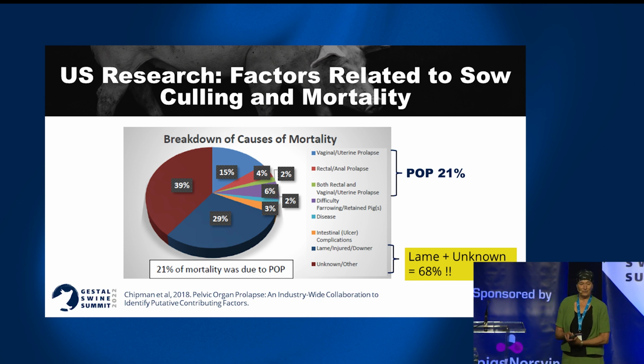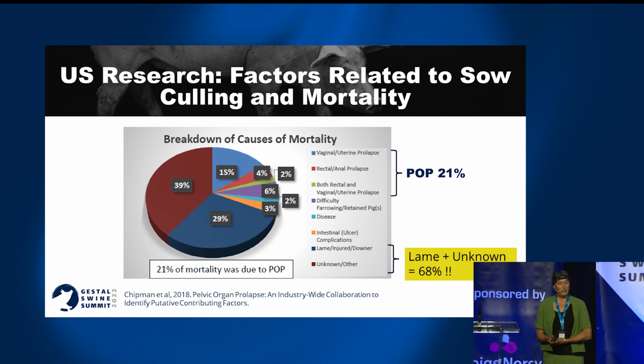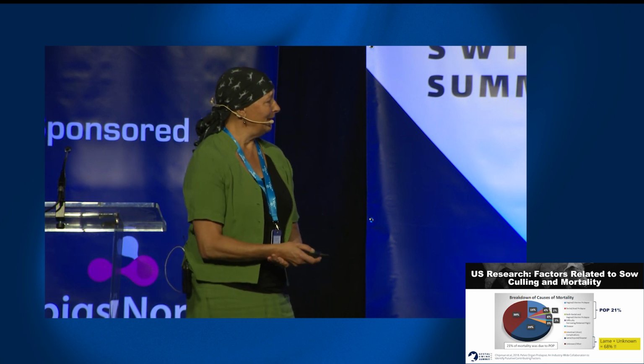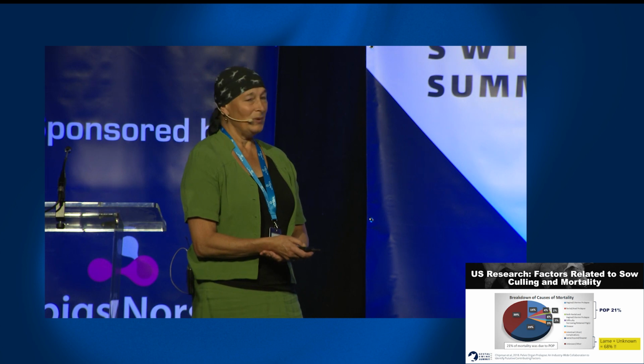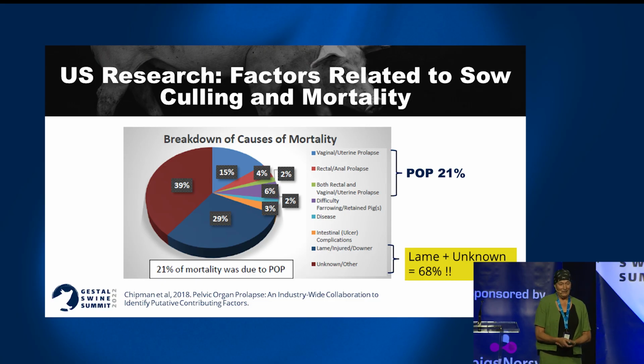Research, I'm sure many of you have seen this data coming from multiple herds in the U.S., breaking down the causes of mortality. They were focusing specifically on the pelvic organ prolapse incidence, so that accounted for roughly 21% of mortality on farm. But here we've got lameness and unknown, so 29% removals due to lameness, and 39% unknown. Again, why were those sows removed? If we had better systems, maybe within our software to record these reasons, but clearly, we don't do postmortems on farm typically. This is a huge problem.